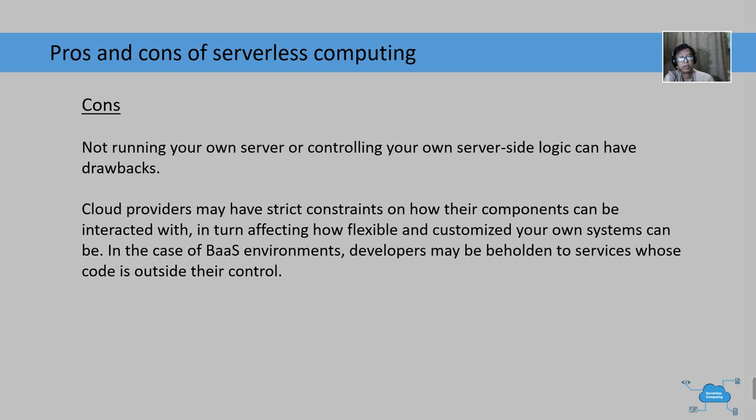In the case of BaaS environments, developers may be beholden to services whose code is outside their control. If you're using an API, you cannot just open the API and make it your own. It's very difficult, even if you can. So normally you just use the API as is. Just like in assembly, when you use a certain call, you cannot just change the code because it's already there, like interrupt calls. So it's similar to APIs.